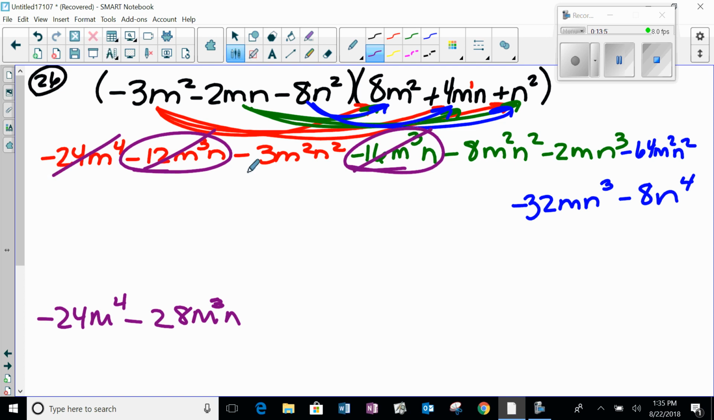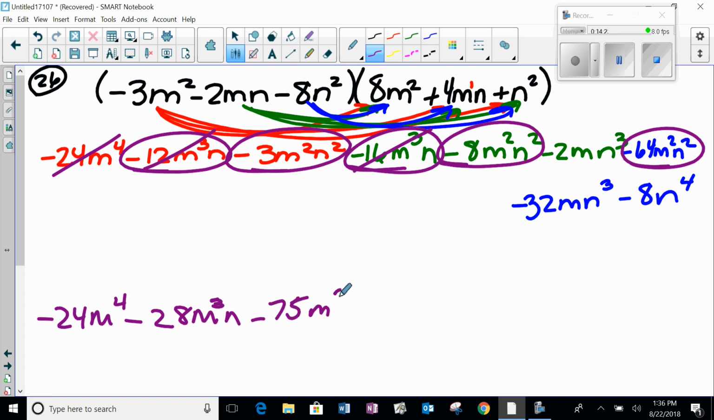Now I'm looking for m squared n squared. And I have three of them this time. So I have negative 3 and a negative 8 gives me a negative 11. And a negative 64 gives me what? Negative 75m squared n squared. Crossing them out because I have used them.